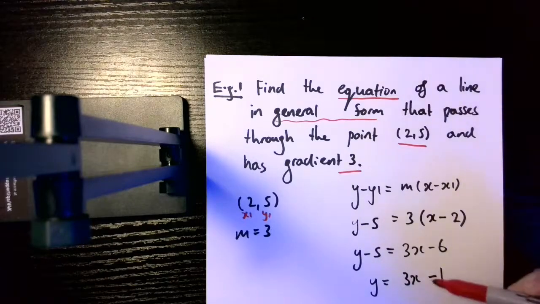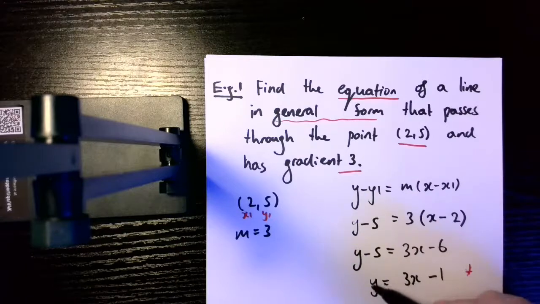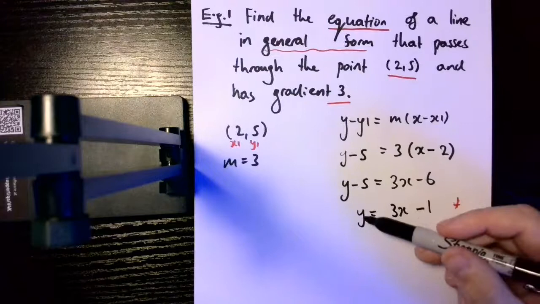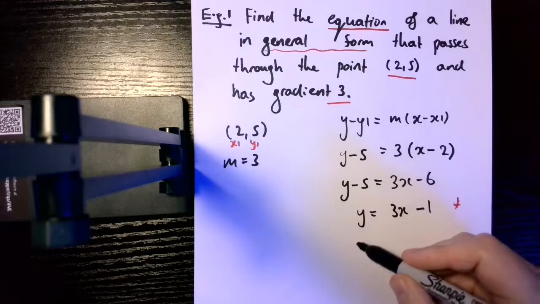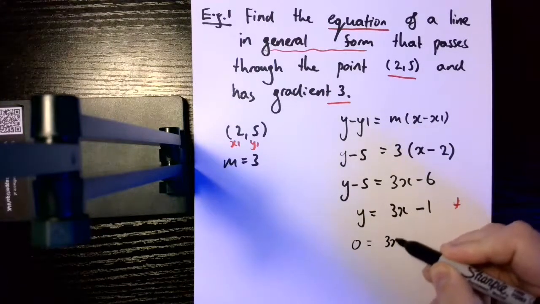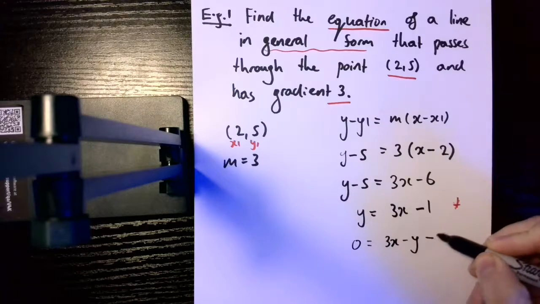You'll notice that we've actually got this in gradient intercept form, just for your own reference, because we've got the gradient 3 and where it intercepts the y-axis, but we haven't got it in general form. So I'm going to take the last little bit, the y, over. Instead of a plus y, it becomes a negative y, and I'm going to put that in the middle. So 0 equals 3x minus y minus 1.